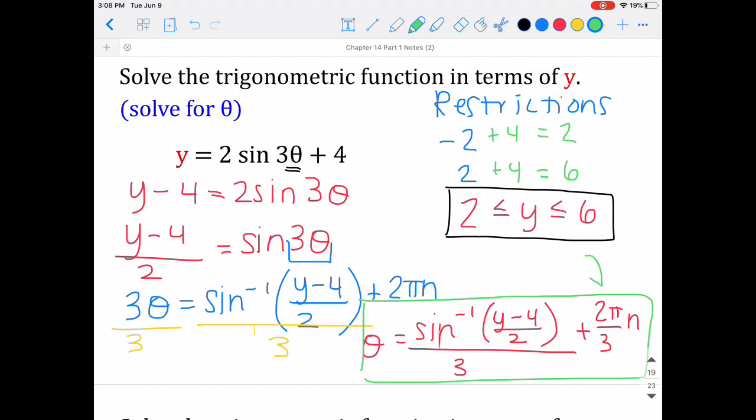And notice this term here, 2 pi over 3, that should always match up with your period, the period of your function, because for the period we're doing 2 pi over b. In this case our b value is 3, so another way to double check is to make sure that term matches your period. And don't forget this n, it has to be multiplied so that we are finding our infinitely many solutions.